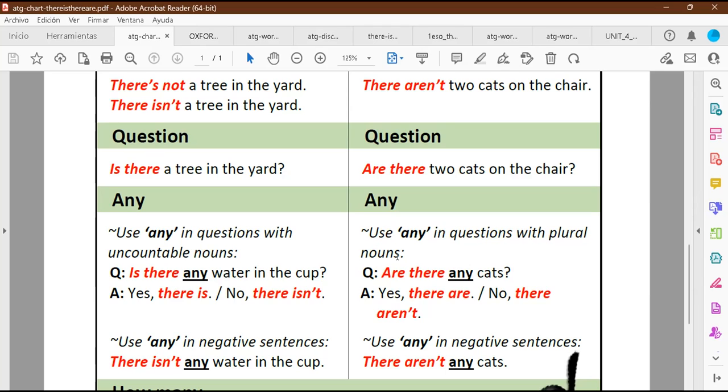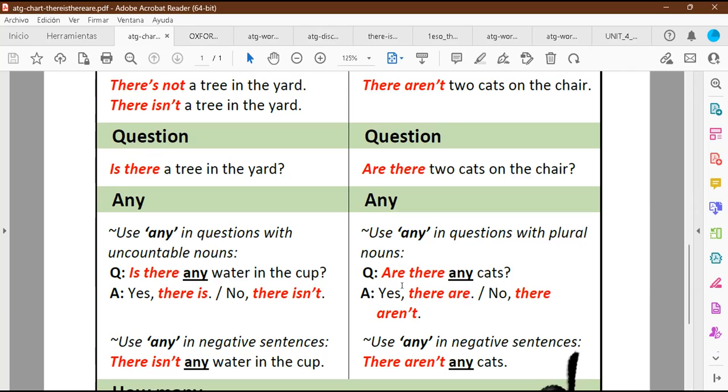Use any in questions with plural nouns. Are there any cats? Hay algunos gatos. Yes, there are. No, there aren't. Okay, and the same. Acá no hacemos contracción para respuesta positiva corta. No hacemos contracción. Acá es posible, igual que en la forma negativa. No, there aren't, pero no para las formas positivas, ¿verdad? Cuando estamos hablando de respuestas cortas. Are there any cats? Yes, there are.